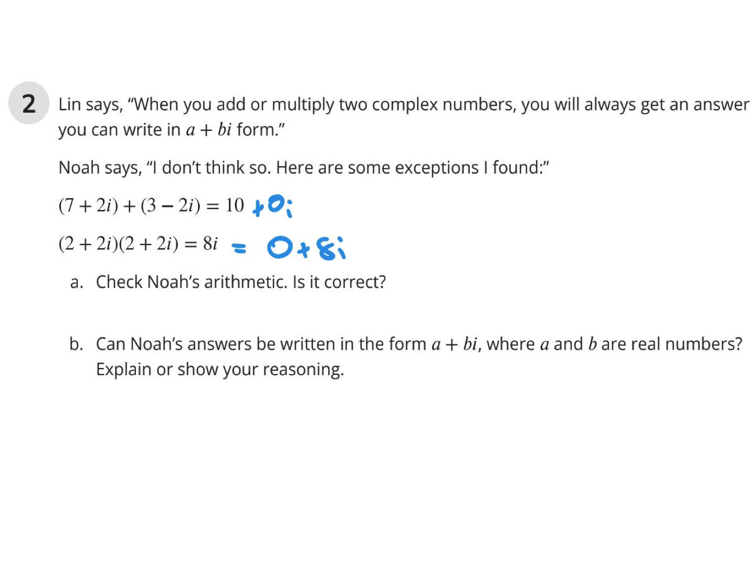Check Noah's arithmetic. Is he correct? 7 plus 3 is 10. 2i minus 2i is 0. 4 plus 4i plus 4i plus 2i squared is -4. So yes, his arithmetic is correct. Can Noah's answer be written in the form? Yes, it can. I wrote them above.